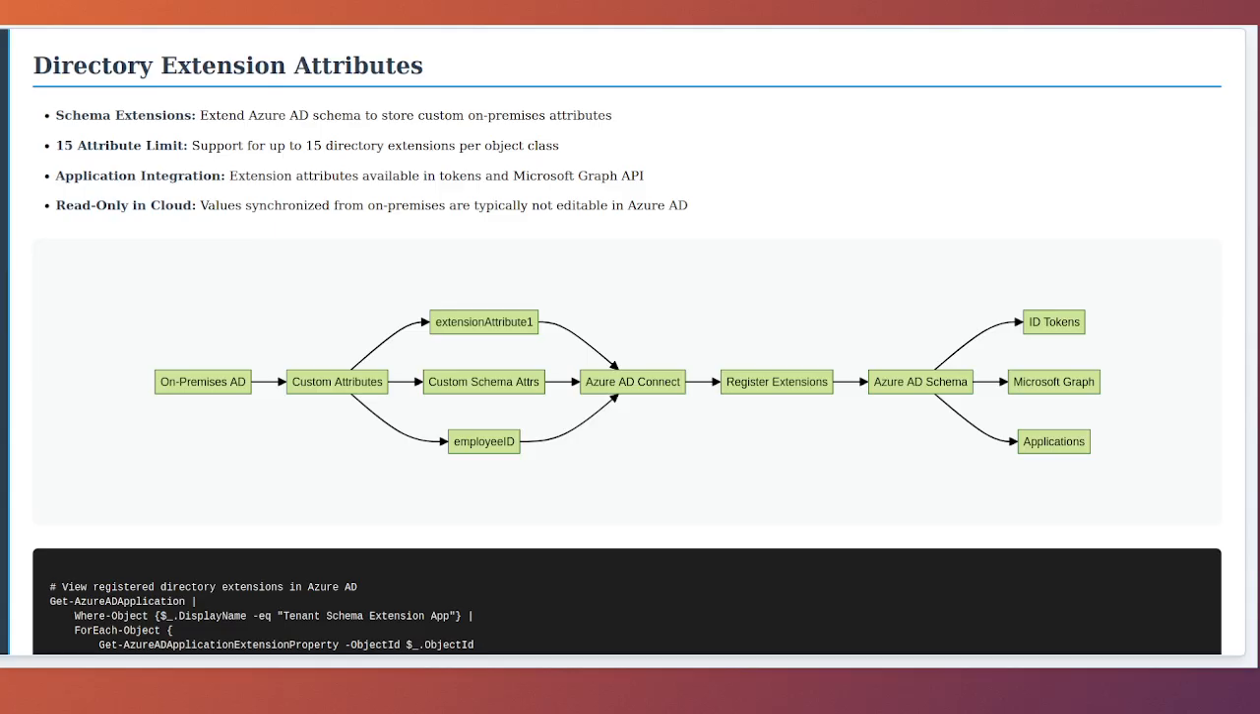Directory extension attributes. Directory extension attributes provide a mechanism for extending the Azure Active Directory schema to store custom attributes that are not part of the standard schema.